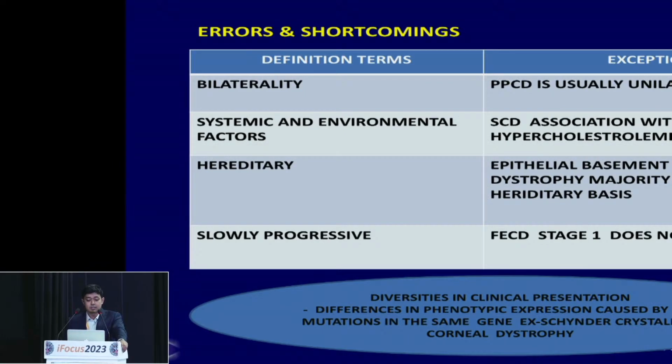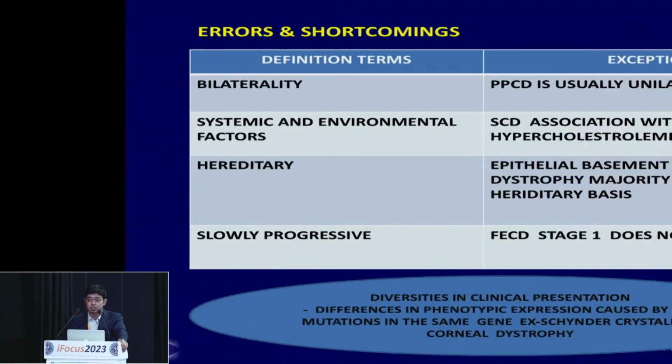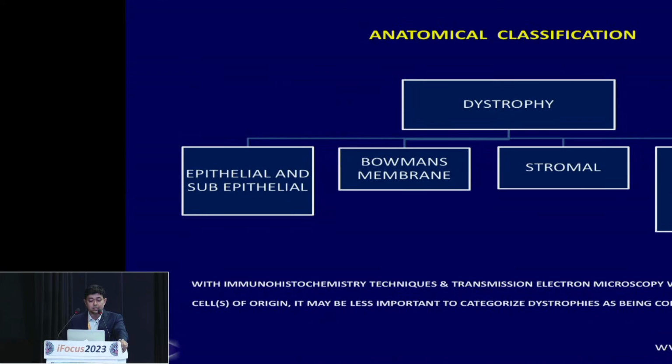Usually we don't have systemic and environmental factors, but in Schnyder corneal dystrophy, hypercholesterolemia is a risk factor, which is a modifiable risk factor. Usually all these diseases are hereditary, but there are certain dystrophies where a hereditary basis has not been identified yet. And most of them are progressive, but Fuchs dystrophy in stage 1 can actually be non-progressive, and you can get away with a very safe cataract surgery in these patients without them progressing at all.